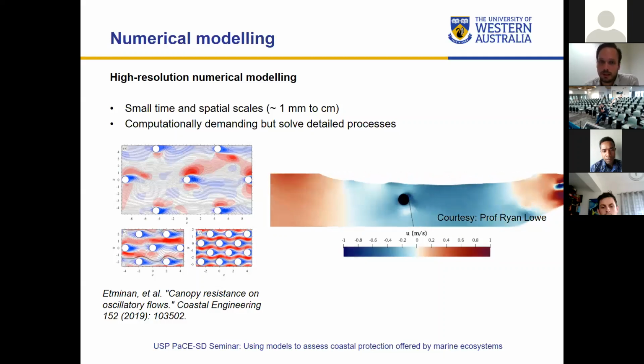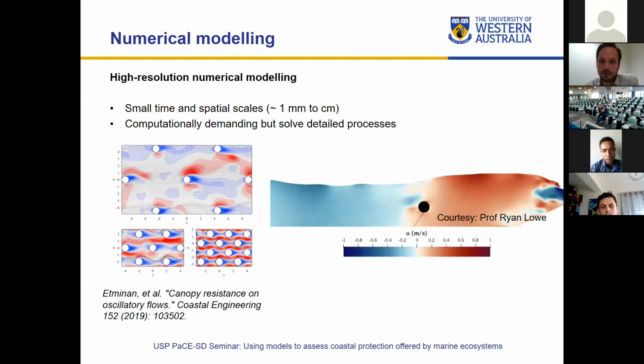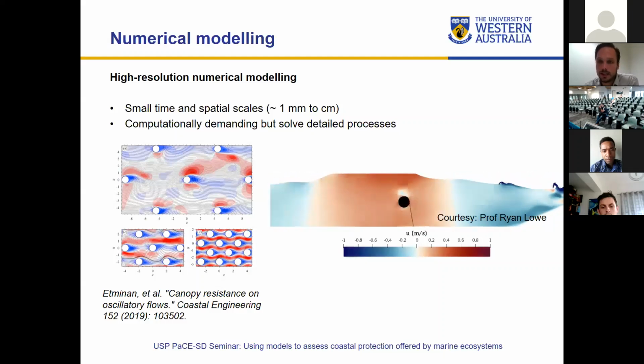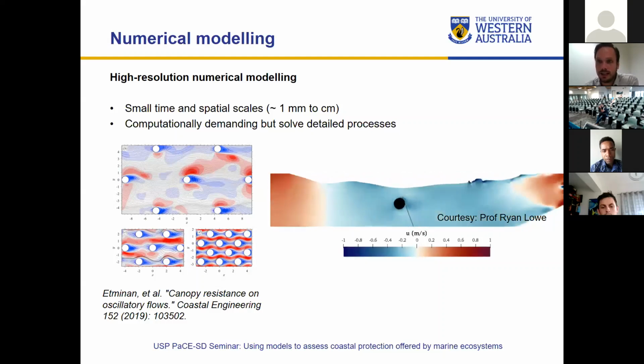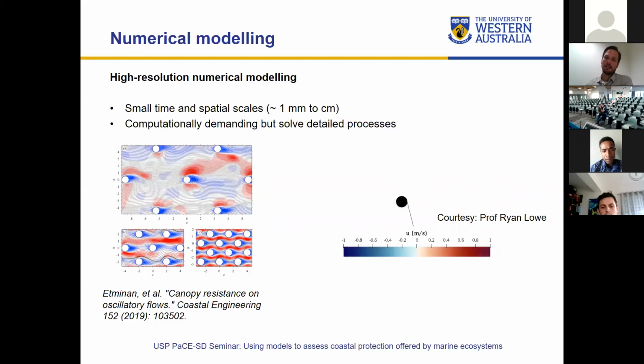So the animation on the right actually represents kelp, although it doesn't look like it much, I guess. But the idea is that if you have a buoyant type of vegetation that sticks upright and moves with the waves, you can change the buoyancy and then look at the effect on the waves.